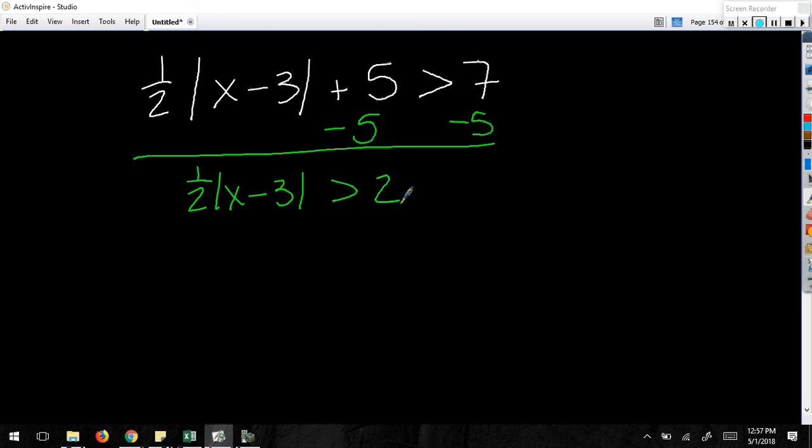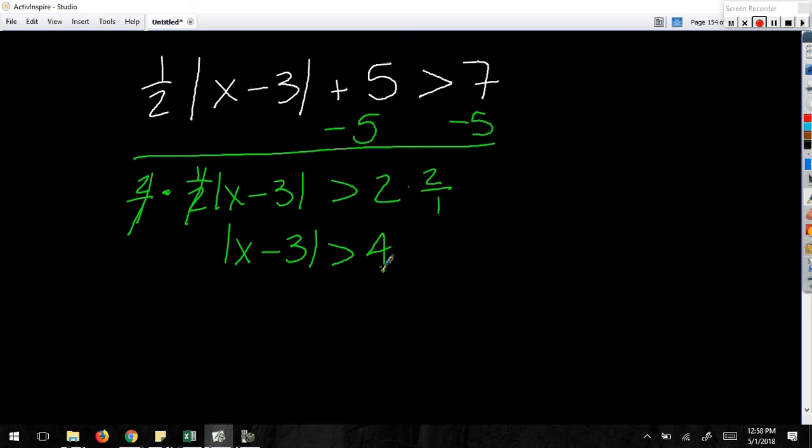and then what I want to do is get rid of that 1/2. So if you recall, as we're solving equations or inequalities, we never want to divide by a fraction. Rather than dividing by a fraction, what we really want to do is multiply by the reciprocal, because that's going to cause that to cancel, and what we do to one side, of course, we have to do to the other. So now I have the absolute value of x minus 3 is greater than 4.